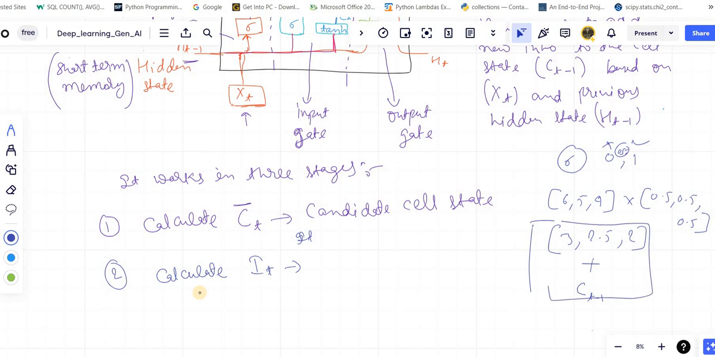That is how we can see this It, this input gate, is a filter over the candidate cell state. Understand my point? Or is there any confusion that you are not able to understand?